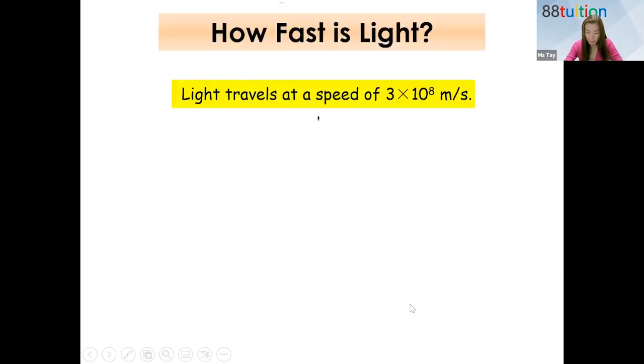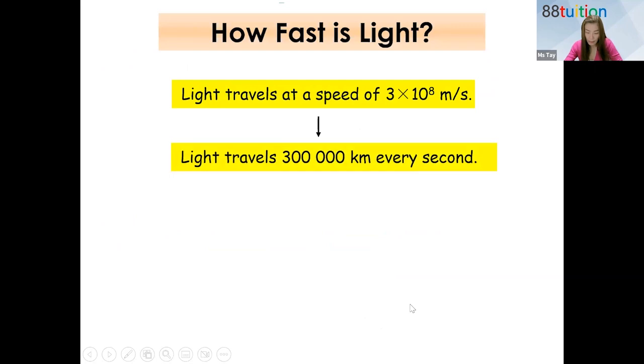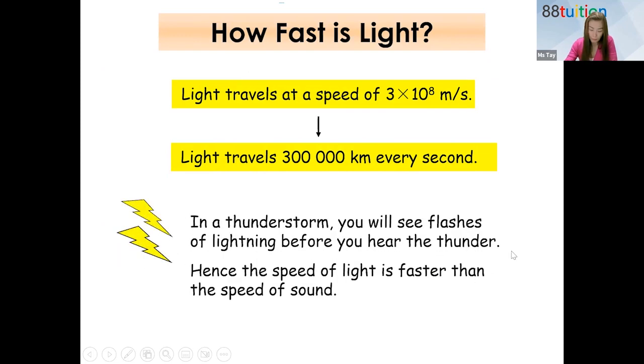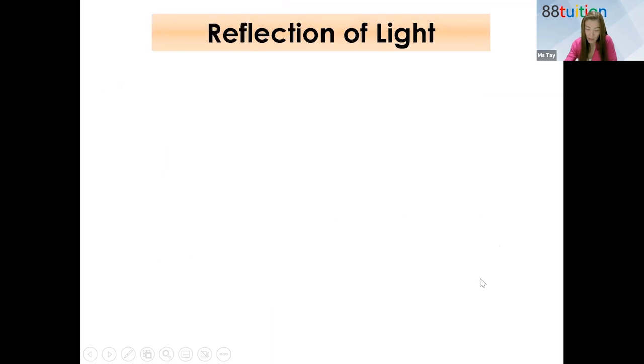All right. Speed of light: 300,000 kilometers per second. Or if you are talking about meters per second, then it's 3 times 10 to the power 8. So what I said earlier, sorry, you see it first before you hear the thunder. Speed of light is faster than speed of sound.